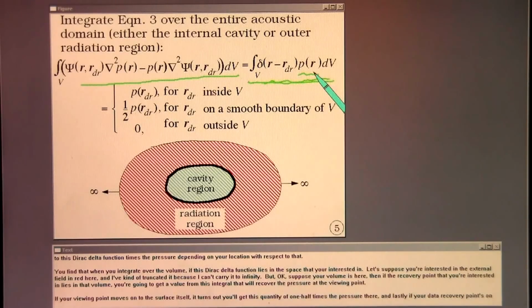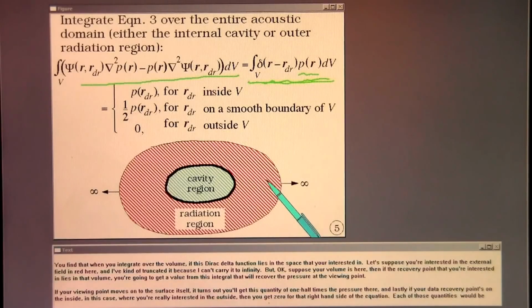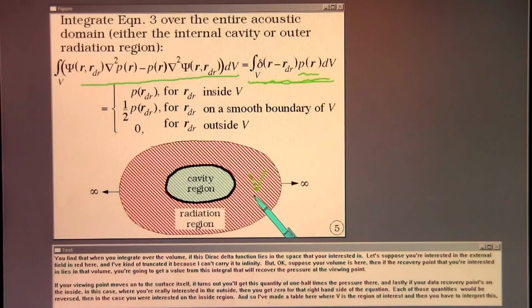And you'll find that when you integrate over the volume, if this Dirac delta function lies in the space that you're interested in, let's suppose you're interested in the external field in red here, and I've kind of truncated it because I can't carry it to infinity. But okay, suppose your volume is here. Then if the recovery point that you're interested in lies in that volume, you're going to get a value from this integral that will recover the pressure at the viewing point.